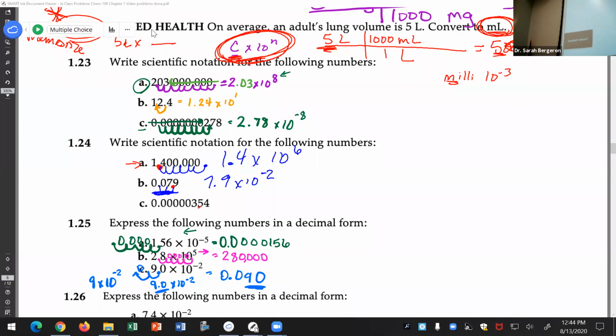I want a number between 1 and 10, so I got to put my decimal between the 3 and the 5, and I'm going to count my jumps. 1, 2, 3, 4, 5, 6. So 3.54 times 10, positive or negative? Negative, it's smaller than 1. Negative, what did I say, 6 jumps? I lose track when I start chatting. It's a 6.